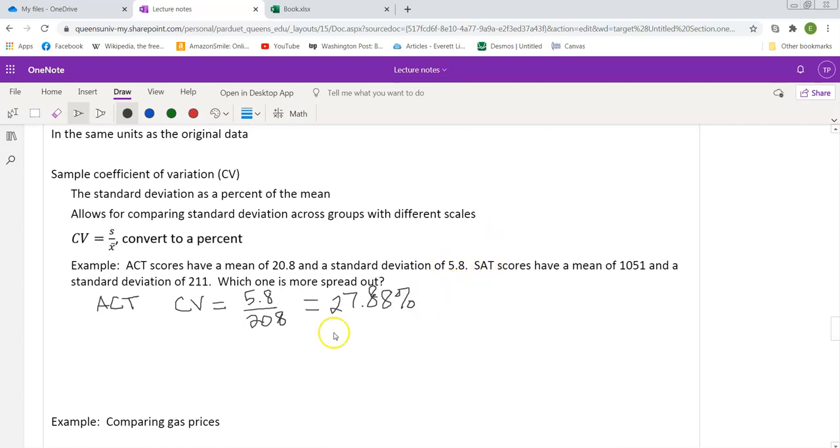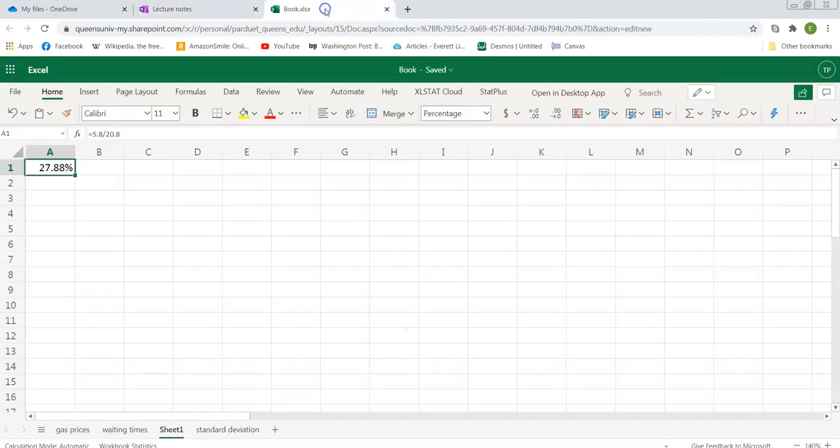And for the SAT, it's 211, because it's that standard deviation, divided by its mean of 1051. So 211 divided by 1051 is 20.08%.